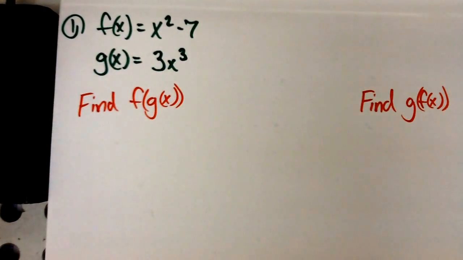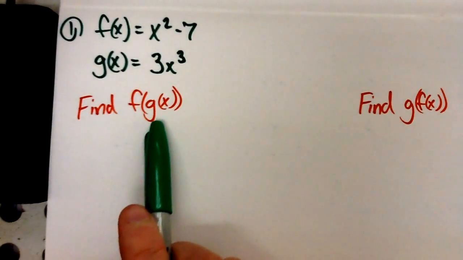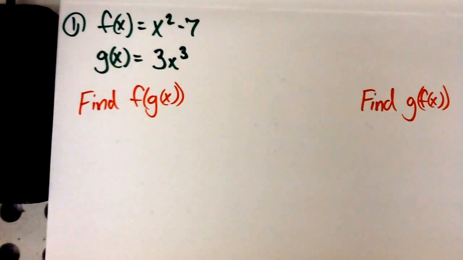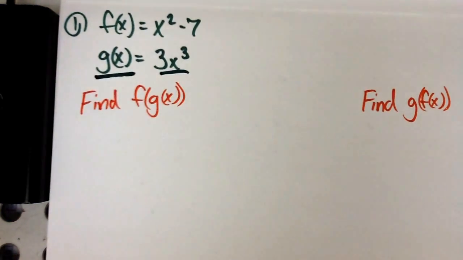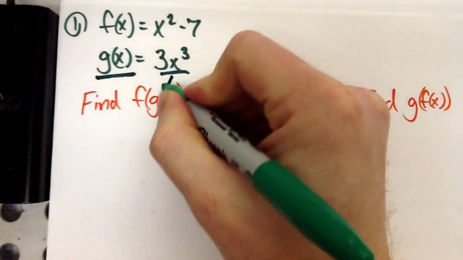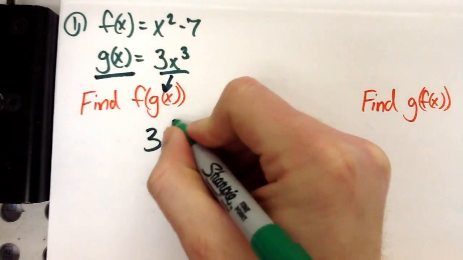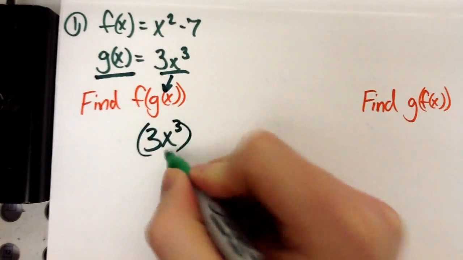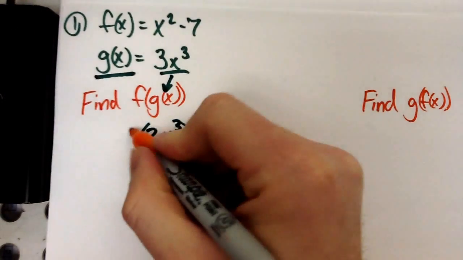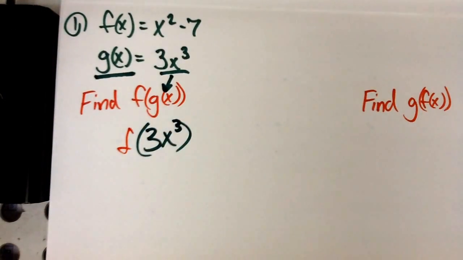Okay? I'm supposed to find, first of all, f of g of x. All right, so I know that g of x is 3x cubed. So that's going to get substituted right away. So instead of g of x, write 3x cubed, put it in there. All right. Now I'm finding f of 3x cubed.